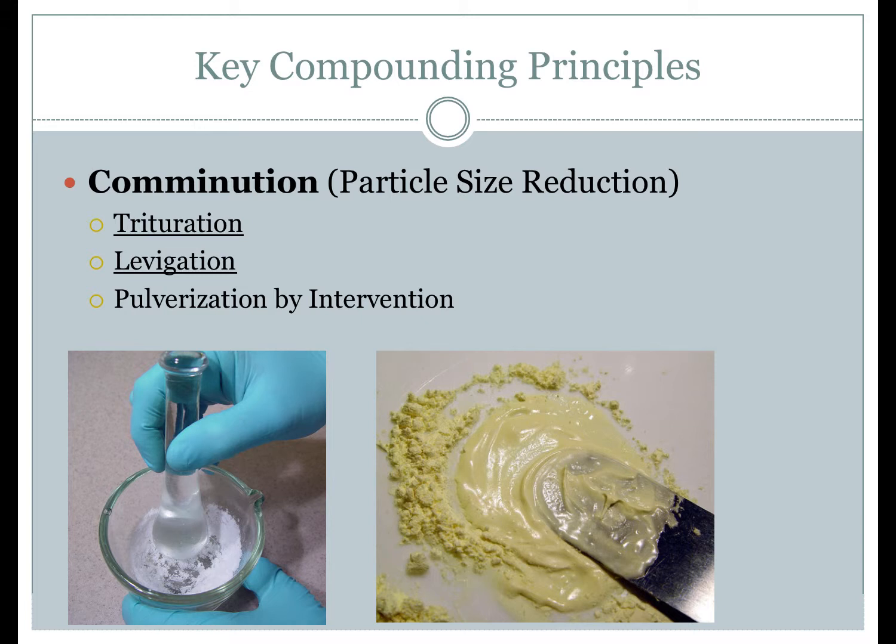A third technique that can be used, if necessary, is pulverization by intervention. This method uses recrystallization as the method of obtaining the fine particle size. To accomplish pulverization by intervention, the powder is dissolved in a suitable solvent, often alcohol. Then this solution of the drug and solvent is spread in a thin layer on the sides of a glass mortar or on the surface of a glass ointment slab.